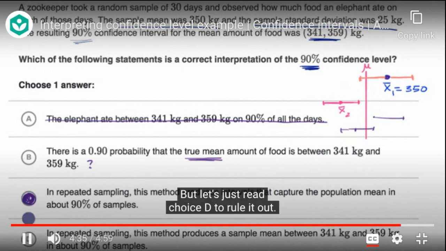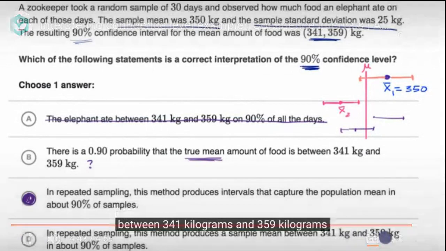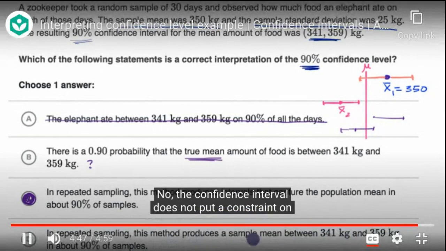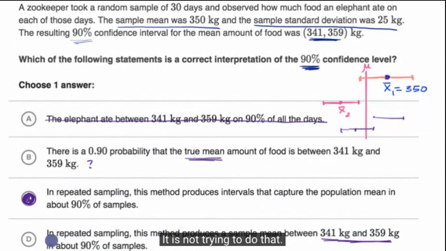But let's just read choice D to rule it out. In repeated sampling, this method produces a sample mean between 341 kilograms and 359 kilograms in about 90% of samples. No, the confidence interval does not put a constraint that 90% of the time you will have a sample mean between these values. It is not trying to do that. It is definitely choice C.